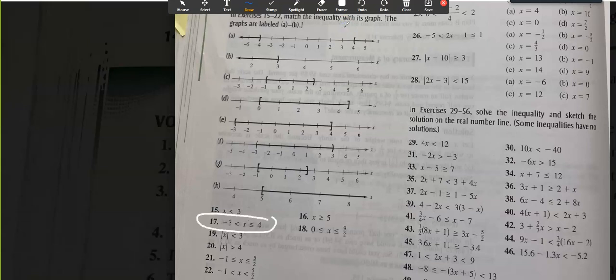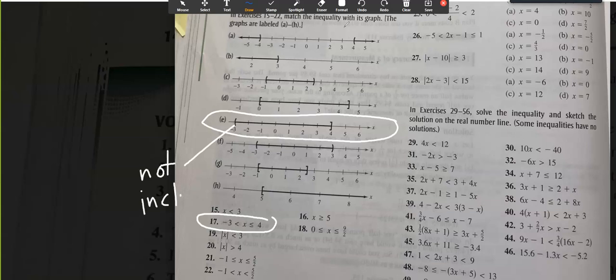We want to graph everything between -3 and 4, but not -3, but we want to include +4. That's going to be this graph right here, letter E. A parenthesis means to not include. A bracket means we include it. When we see the equal to, it means include, but this one does not have an equal to, so it's not including. That makes sense.